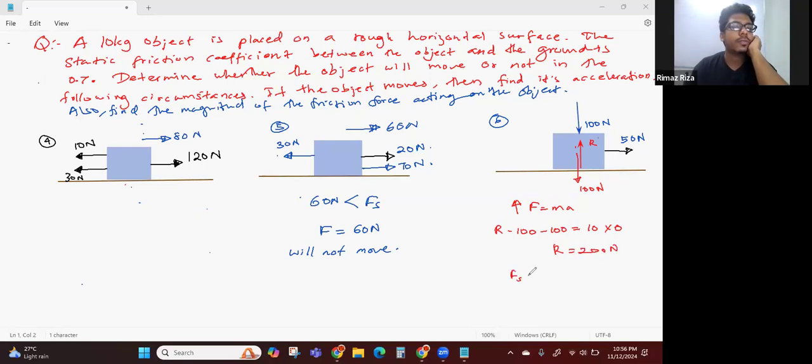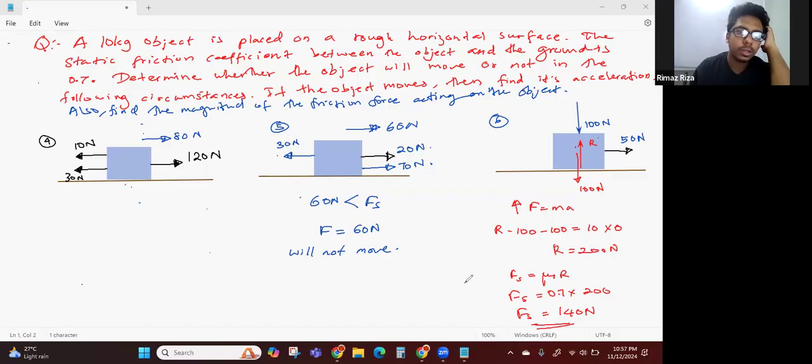Then we can find Fs, which equals mu s times R. Therefore Fs is equal to 0.7 into 200 Newton, so 7 into 20, which is 140 Newton. So now the maximum friction force has increased to 140 Newton. So then the object will not move.